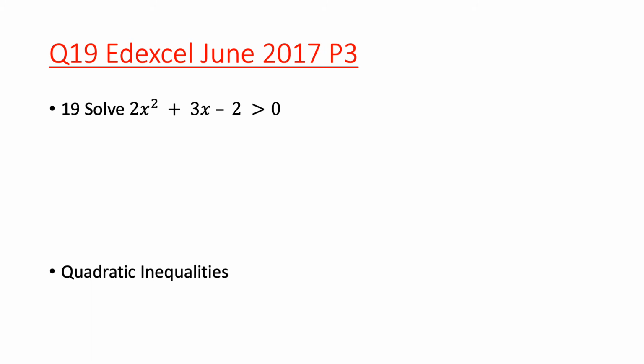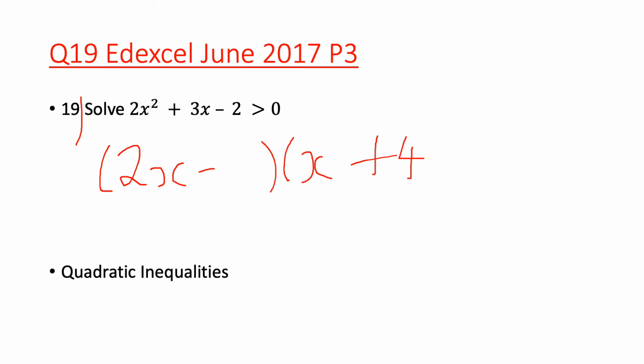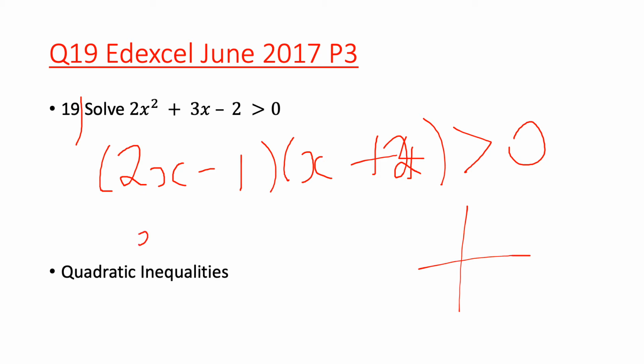Right guys, question number 19. You're asked to solve this quadratic inequality. Well, firstly, I've got to factorize it. So factorizing this, I get this. Oh, sorry, 2 there and a 1 there. Equals 0. So the solutions are, if I solve this, I get minus 2.5, so a half and minus 2 are my solutions.